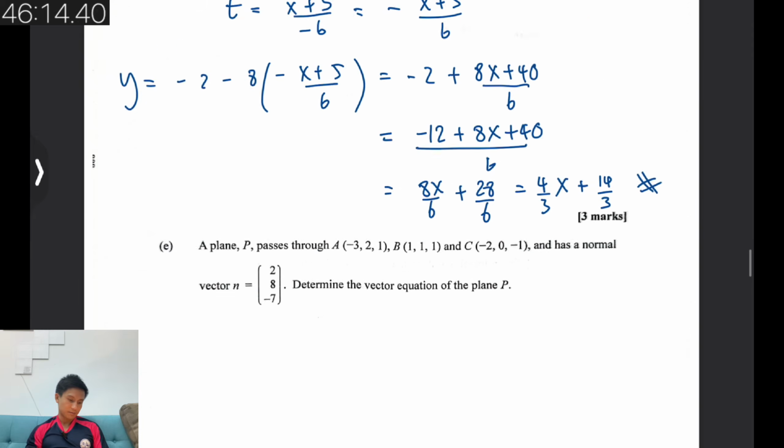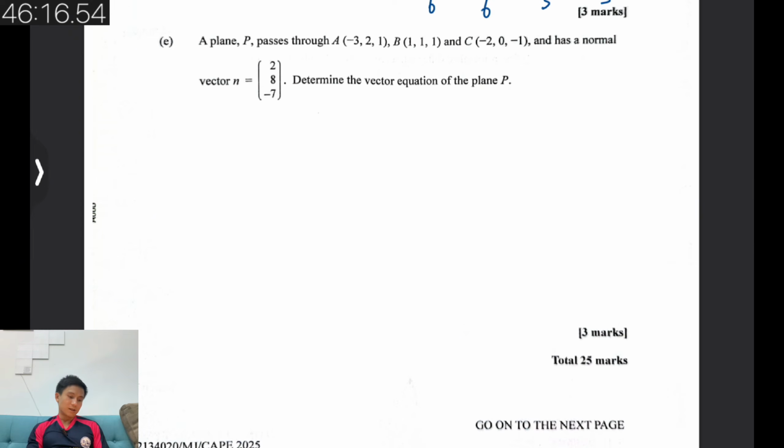All right, yep. A plane P passes through that, and has a normal vector that. Determine the vector equation of the plane. Interesting. In the UK syllabus, this would have been in further math, but they put it in pure math here. That's some bold move there, I must say. Okay, let me think. I might need some time.